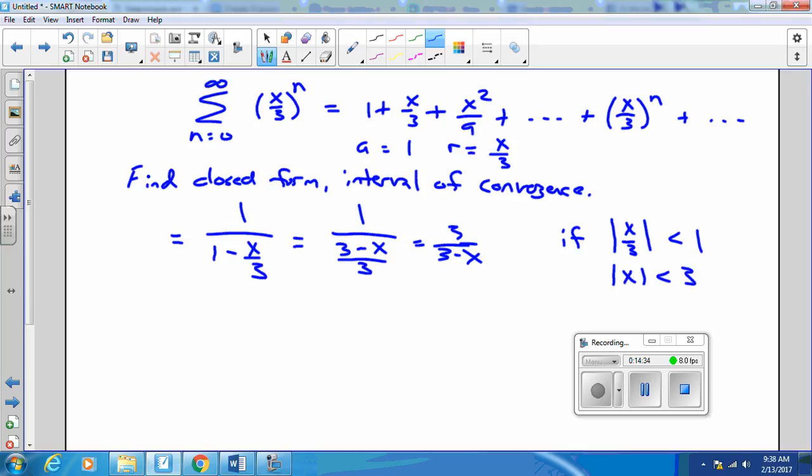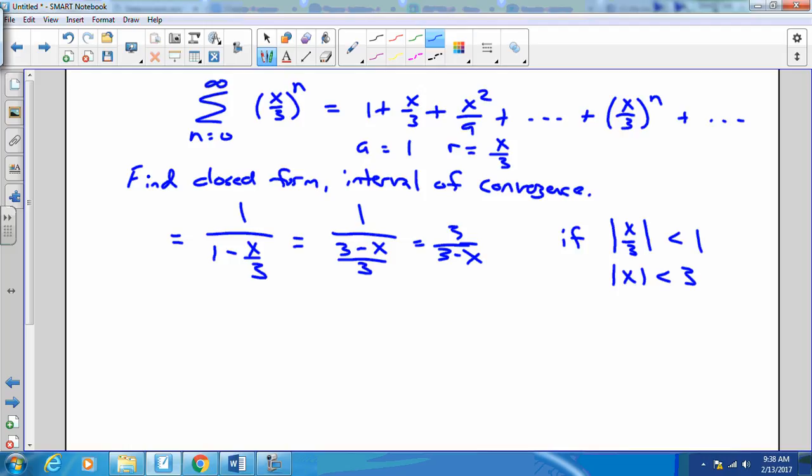Notice that Danielle didn't necessarily do this, but this is a great way to think about it. I can multiply both sides by 3 to get an inequality directly. You get the interval of convergence, -3 to 3. So the radius is actually not 1/3, but 3. And to find that, you have to appeal to this condition and solve the inequality.